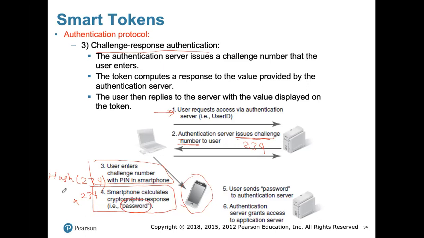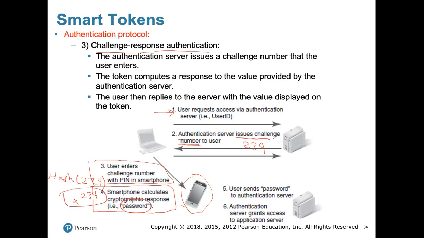So the algorithm that the token is going to apply on that challenge is known by the token and by the server. So the server sends some challenge data or challenge number, and the token knows what to do, what computations are supposed to be done on that challenge data.